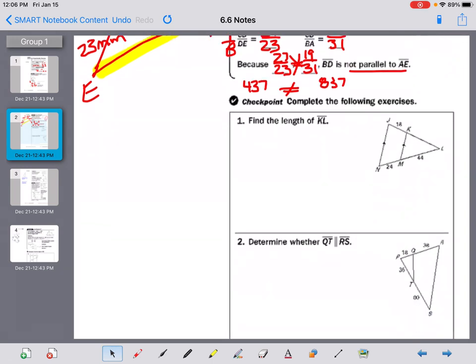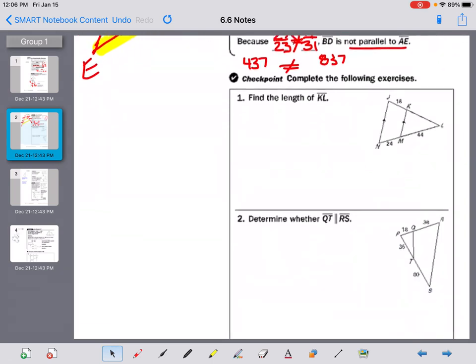All right, finding the length of KL here, okay? I'm going to put an X right there. Your choice. I see these parallel lines, so I know my sides are proportional. I can either do top to bottom or left to right. I'm going to show you a left to right. On the top, I'm going to go 18 over X. And on the bottom, from left to right, I'm going to do 24 over 44, okay?